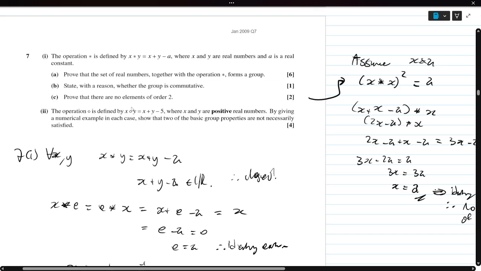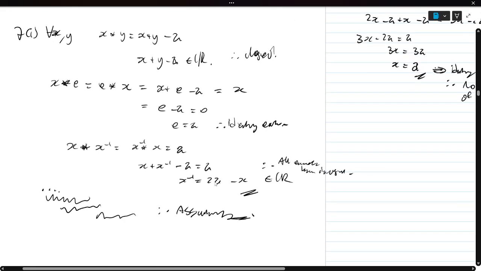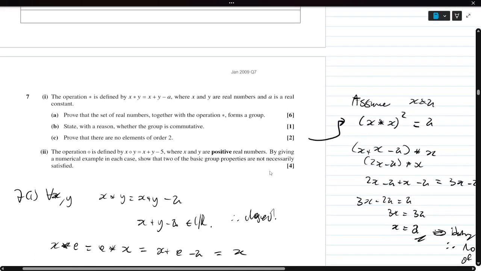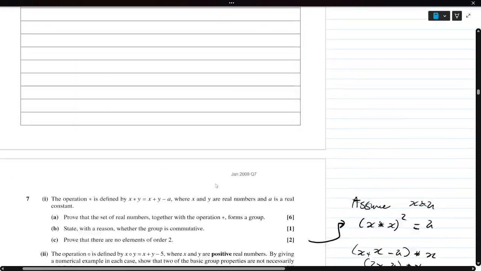Let's assume they mean no elements of the two, and especially excluding the identity, which is order 1. The operation is defined where x and y are positive real numbers. By giving a numeric example in each case, show that two basic group properties are not necessarily satisfied. Positive real numbers, I think with inverses might be the case. The inverse might not be satisfied.